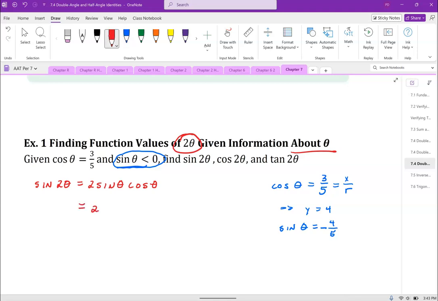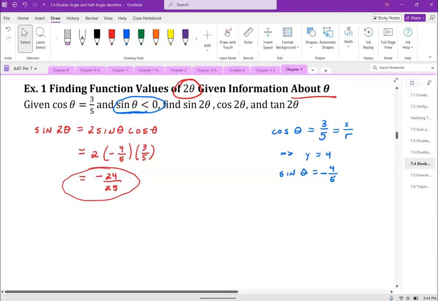If that's the case, we have 2 times -4/5 times 3/5. We should be able to multiply that out, and we end up with, survey says, -24/25. So there is your first double angle.